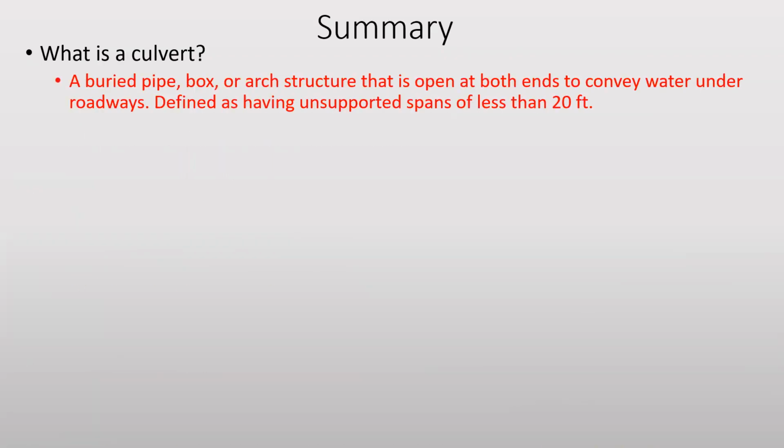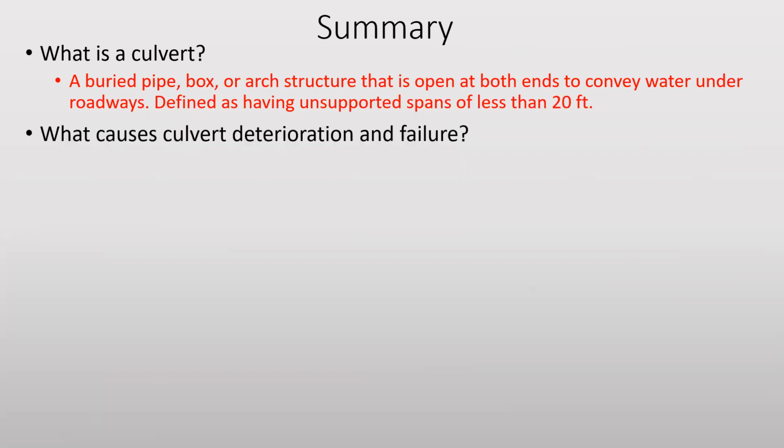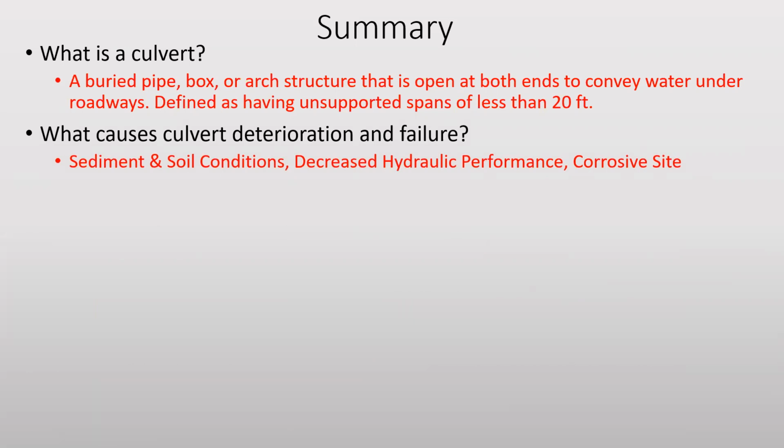So in summary, we first defined what is a culvert. They are buried pipe, box, or arch structures that are open at both ends and convey water under a roadway. They are defined as having unsupported spans of less than 20 feet. What causes culvert deterioration and failure? Well, common factors include scour created by sediment and soil conditions, decreased hydraulic performance if that culvert begins to cave in or close up, or a corrosive site.